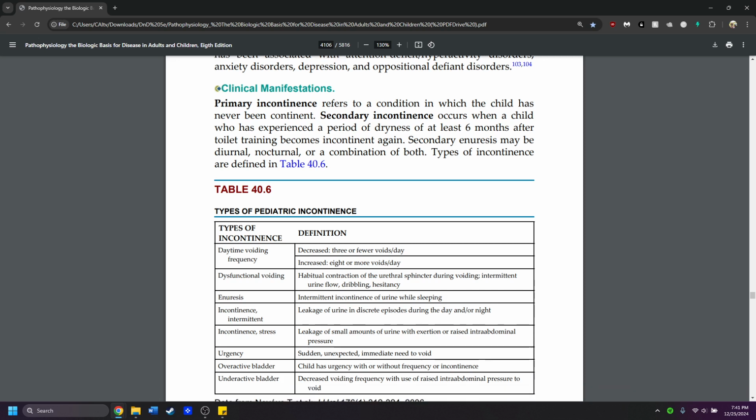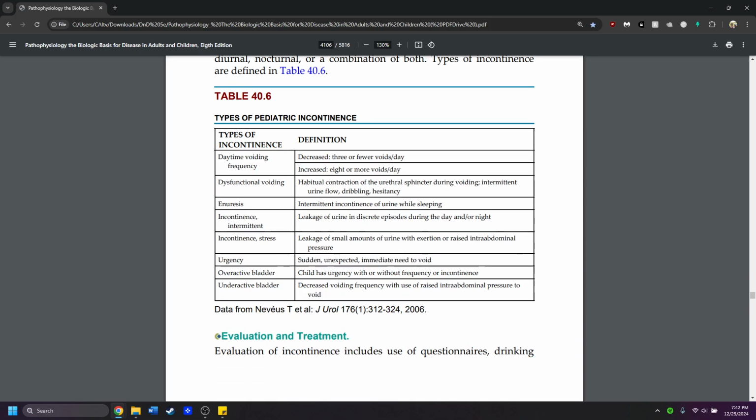So, primary incontinence refers to a condition in which the child has never been continent, whereas secondary incontinence occurs when a child who has experienced periods of dryness of at least 6 months after toilet training becomes incontinent again. Secondary enuresis may be diurnal, nocturnal, or a combination of both. And the types of incontinence are defined here on this table.